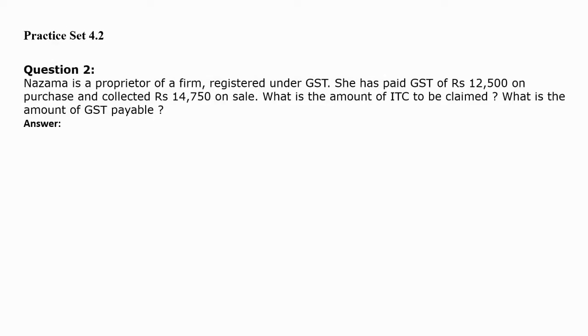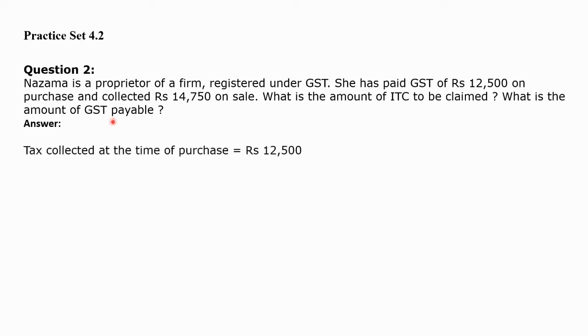Practice set 4.2, the second sum. Nazma is a proprietor in a firm registered under GST. She has paid GST of rupees 12,500 on purchase and collected rupees 14,750 on sale. What is the amount of input tax credit to be claimed, and what is the amount of GST payable?